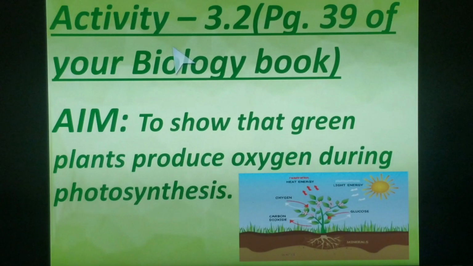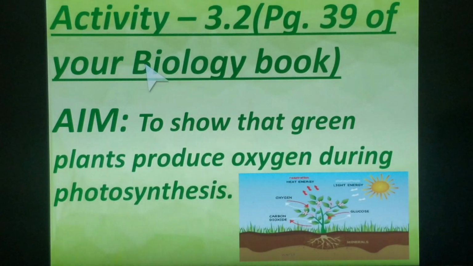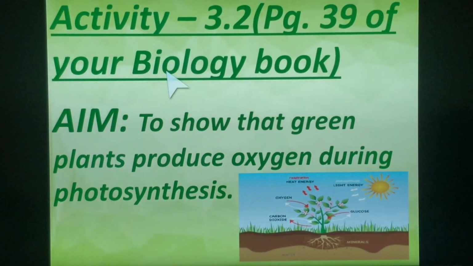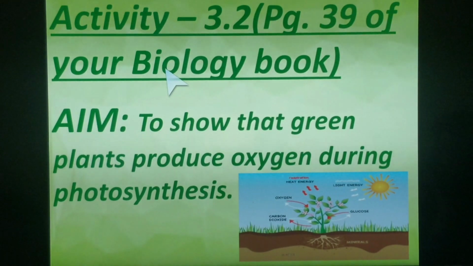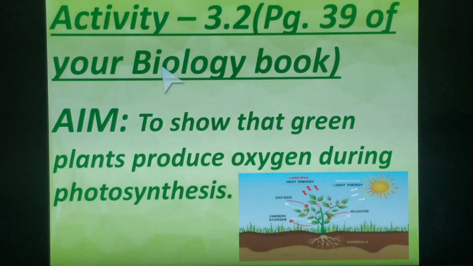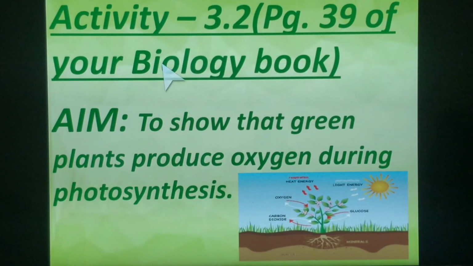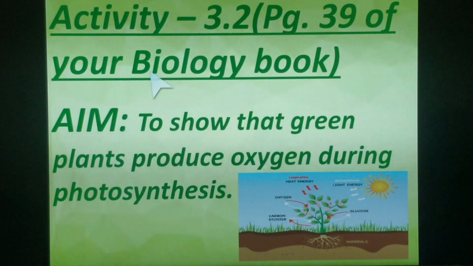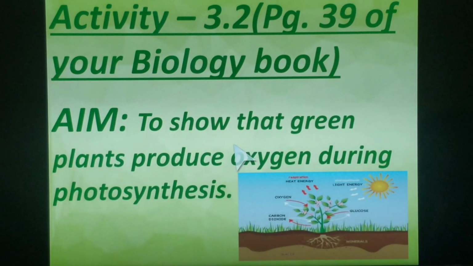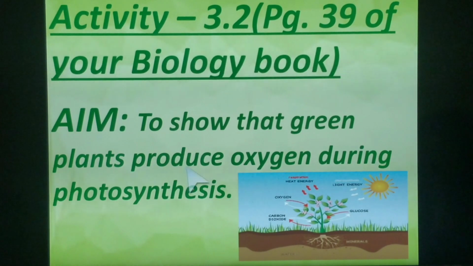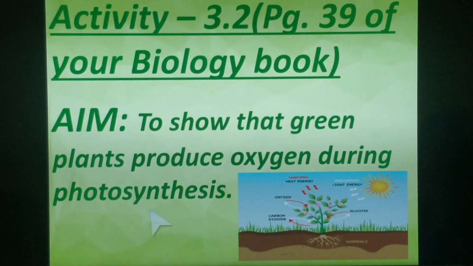We will now perform an activity which is given in your book, activity 3.2, given on page number 39. The aim of the activity is to show that green plants produce oxygen during photosynthesis.